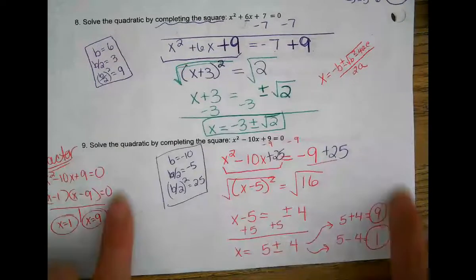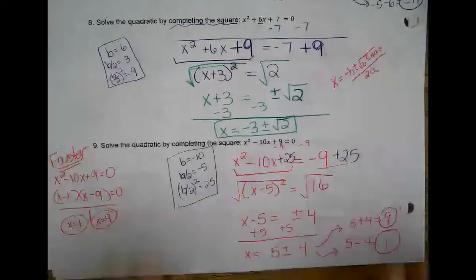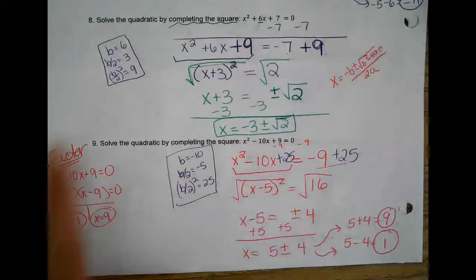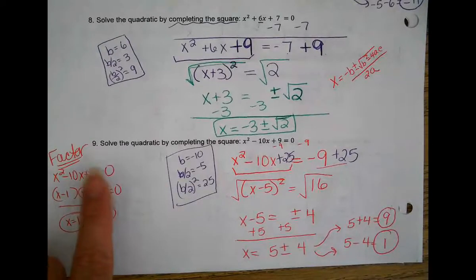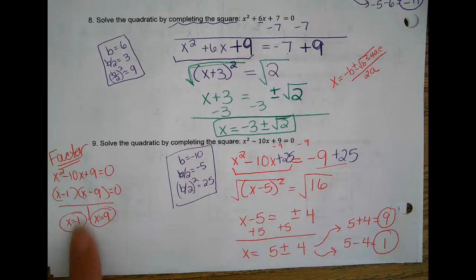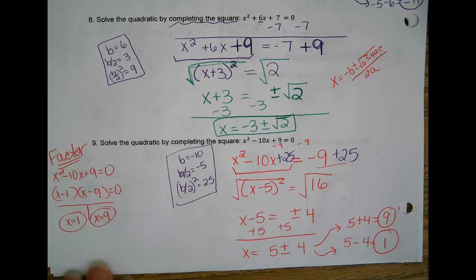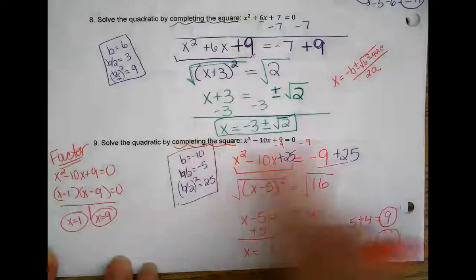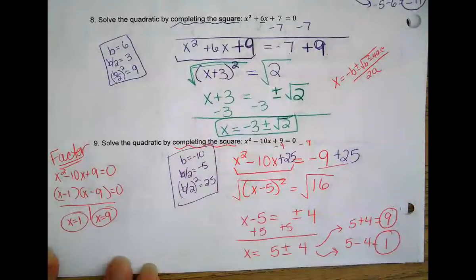So I found both answers using two different methods. So again, with this first option, I noticed it was factorable. What multiplies to 9 and adds to negative 10? We could have solved it this way, or by completing the square using the b box.